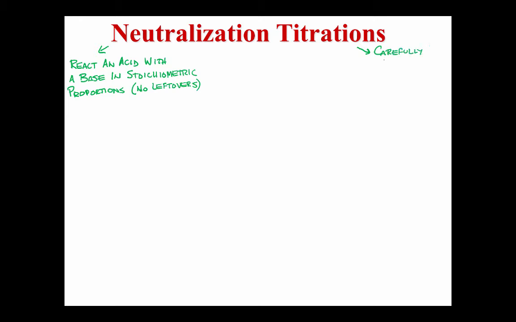In this video, I'd like to show you how to perform some neutralization titration calculations. The term neutralization means that you're reacting an acid with a base, and they're in stoichiometric proportions, which means there will be no leftover acid or base. A titration occurs when you carefully measure the volume using an instrument called a burette.